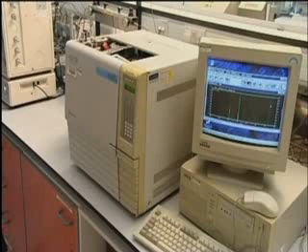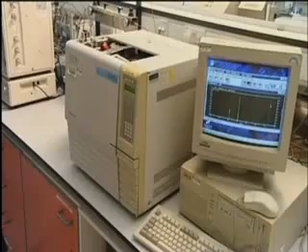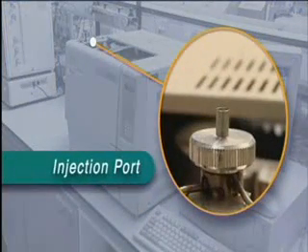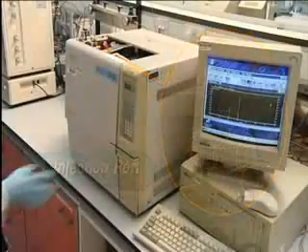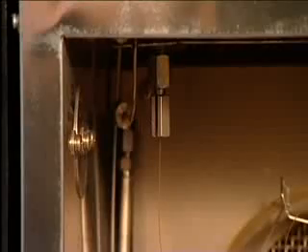This is the complete instrument, with the computer control system on the right. The sample is injected here. From this injection port, the sample passes into the column, which is kept in a temperature-controlled oven. Columns are normally wound into a spiral to save space.